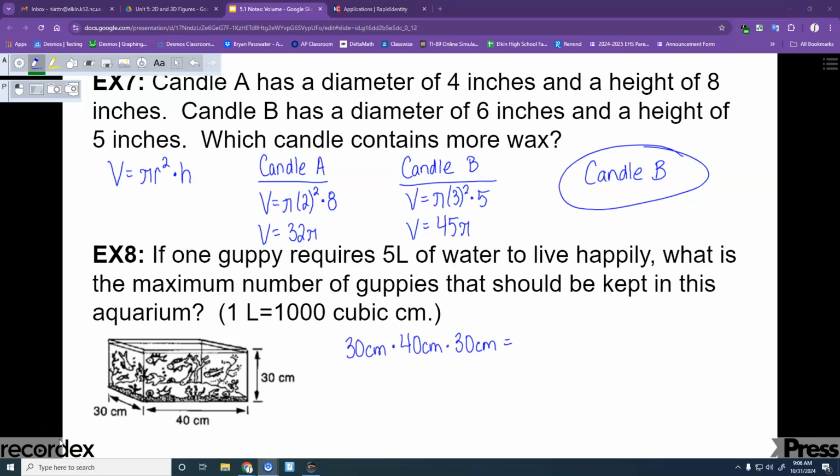That's right, and this is where we're getting our 36,000. All right, so that is 36,000 cubic centimeters. But they didn't tell us how many cubic centimeters a guppy needed to live. They told us the number of liters that a guppy needed to live.